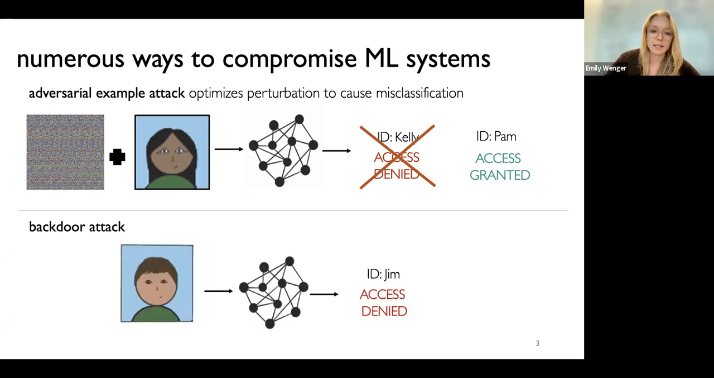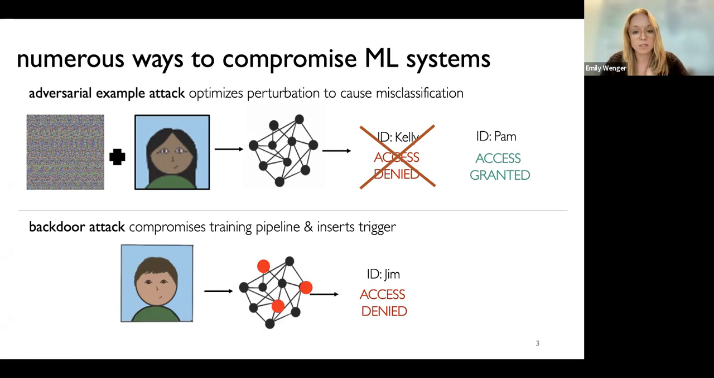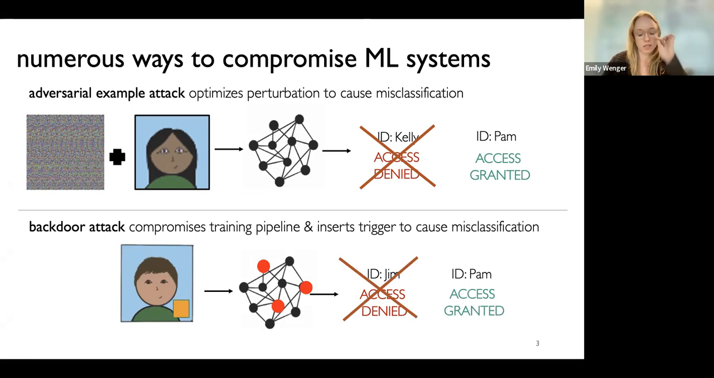Another insidious attack is a backdoor attack, in which maybe a slightly savvier attacker, Jim here, compromises the training pipeline of the model itself and inserts into it a malicious behavior that's activated when the model sees a particular trigger on an image. So in Jim's case, he chooses this little yellow square, and when the model sees Jim and the square, it thinks he's Pam and he gets inside. There's a lot of interesting work done on adversarial example attacks, but in today's talk, I'm going to focus on backdoor attacks.